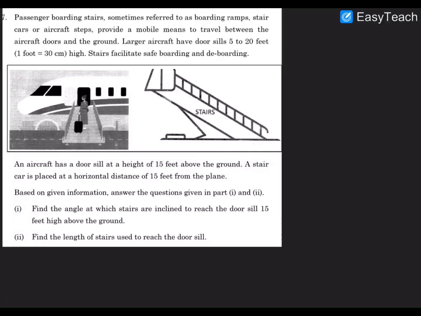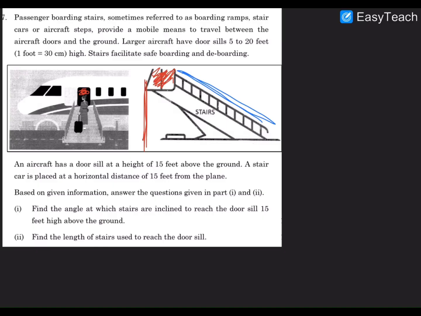Hello everyone, we are doing an application of trigonometry board question. A larger aircraft has a door sill. So what is a door sill? The door sill is here, which I am marking with the red color. In larger aircraft there is a door sill which is 5 to 20 feet above the ground, and there is a staircase, marked with the blue color, which is used to facilitate boarding and deboarding from the aircraft.